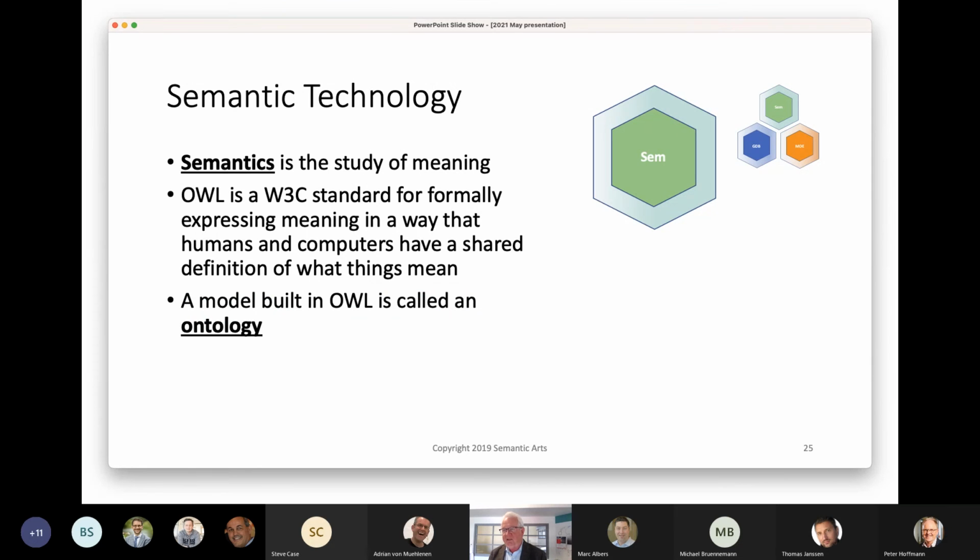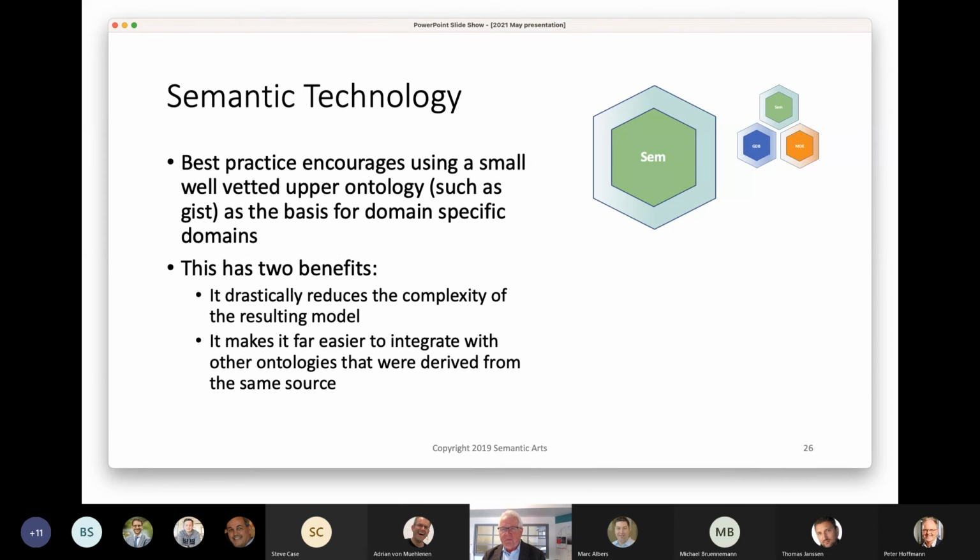The second leg is semantics, which is the study of meaning. This is where the simplicity part comes from. So the graph gives you flexibility, semantics gives you simplicity, and as we'll see in a minute, the model gives you reduction in code, which is also very helpful. It is possible to use semantics inappropriately and build semantic silos, but our contention is if you use a small, well-vetted upper ontology, build out your own enterprise ontology and keep it elegant, it has two benefits. You can really reduce the complexity of the model, and I'll have a couple of examples in a minute, and it makes it easier to integrate with other systems that were similarly built.